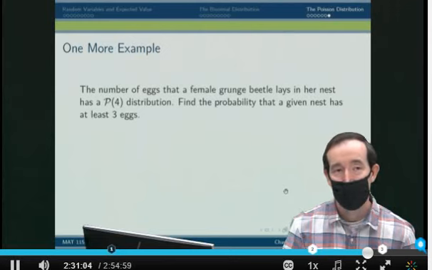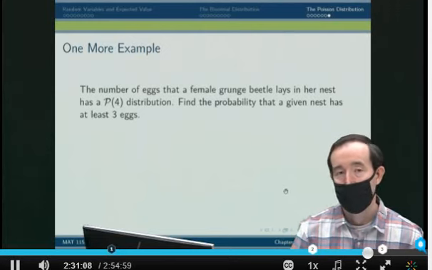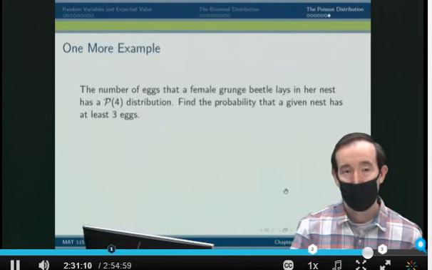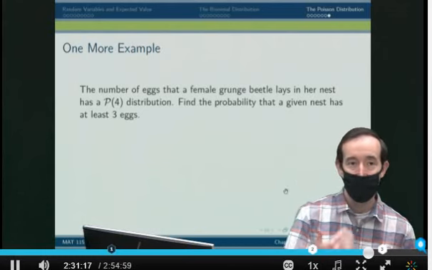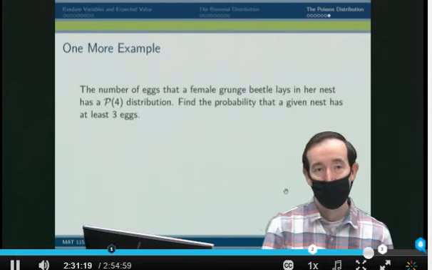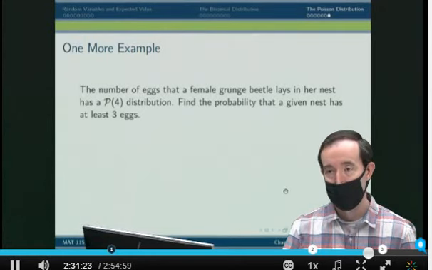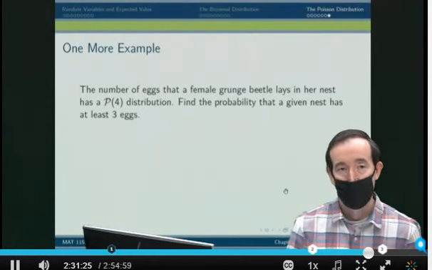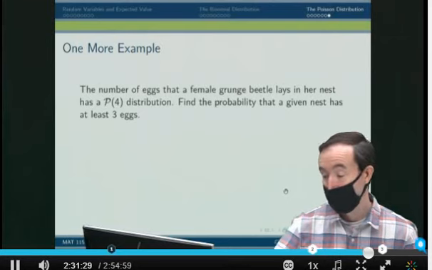Find the probability that a given nest has at least 3 eggs. So that would be the probability of 3 eggs, or 4 eggs, or 5 eggs, or 6 eggs, or 7 eggs, or 8 eggs, and so on. If I was doing that on pencil and paper, that would be really tedious, and I'd have to keep going until I felt pretty confident that everything else was essentially 0. Even then, I'd probably still be a little shy. But Bogner's calculator will do this for me quickly.